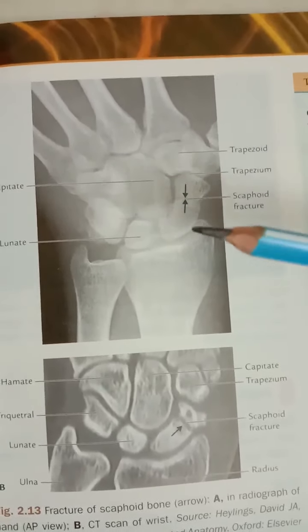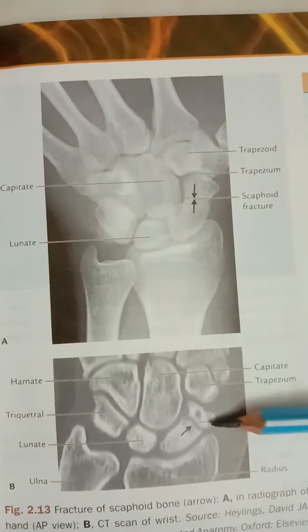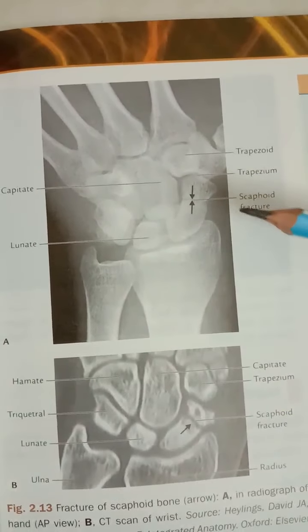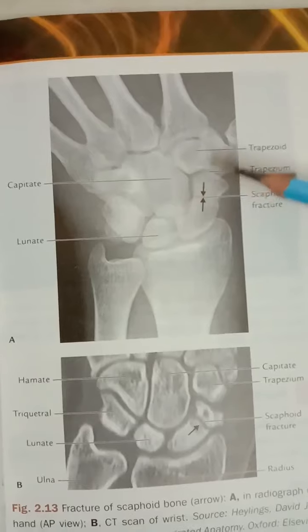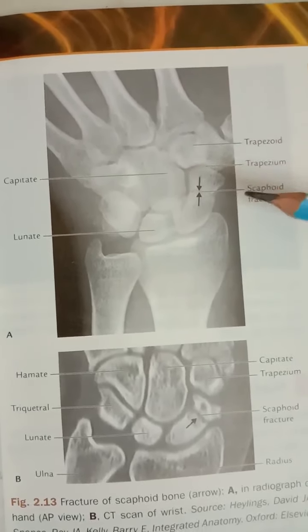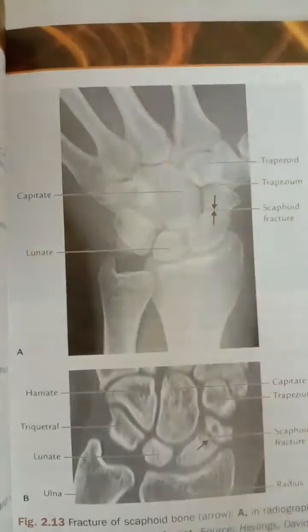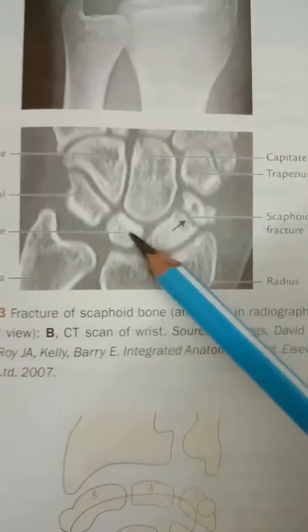The fracture occurs at the narrow waist of the scaphoid, and clinically it presents with tenderness in the anatomical snuff box. Because of the poor blood supply to the bone, it undergoes avascular necrosis. The next clinical point is the dislocation of the lunate bone.